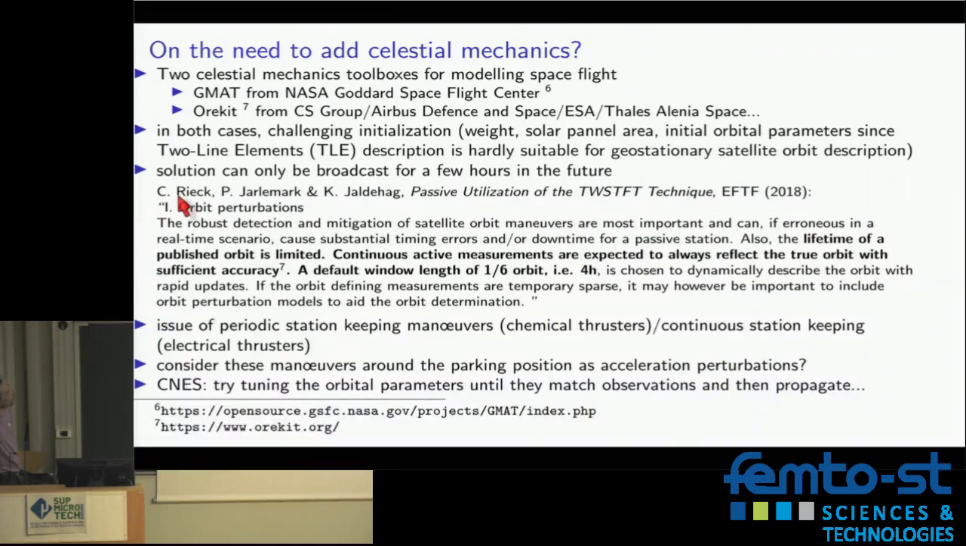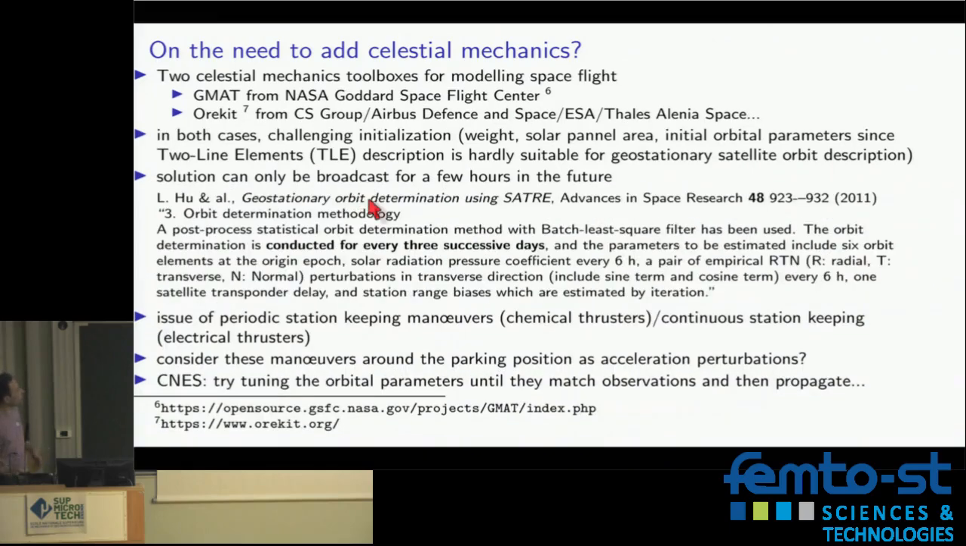But if we look at Carsten Rieck's work, they say that the robust detection and mitigation of satellite orbit maneuvers are the most important, and the prediction has a lifetime of published orbit which is only valid for something like 4 hours, which is 1/6 of a window. So one of the errors I was making was to take this big observation over 1 week and to invert the big matrix of 1 week of observation. And actually what Carsten Rieck says is you should be working 6 hours by 6 hours, because there your model will still be valid, and after a very long duration you have perturbations that accumulate and it's not going to work.